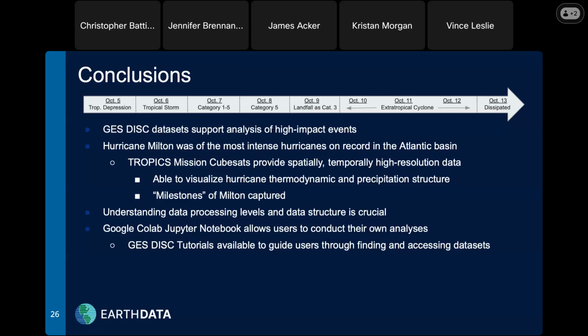Additionally, I want to reiterate that understanding the data processing levels and the nuances between the different levels, as well as the structure of the data itself, is crucial to successful data usage sessions from the data sets that we host at the DAAC. And using the data in a Google Colab Jupyter Notebook format can allow users to conduct their own analyses for their own research purposes. And GES DISC hosts a suite of tutorials to guide users through finding and accessing our diverse data sets.